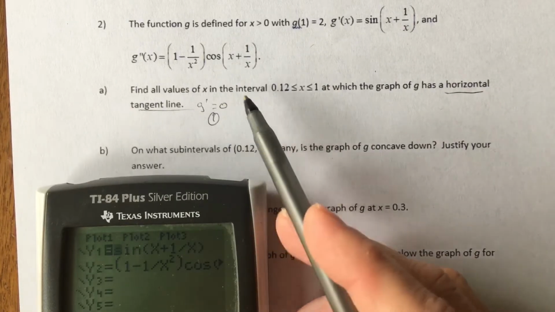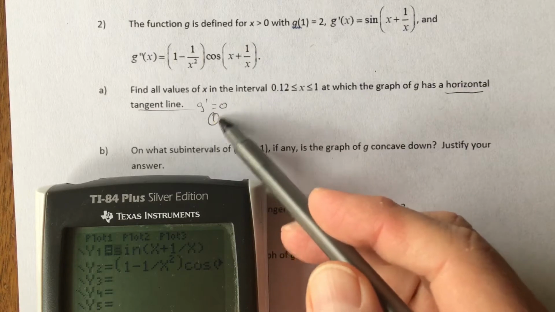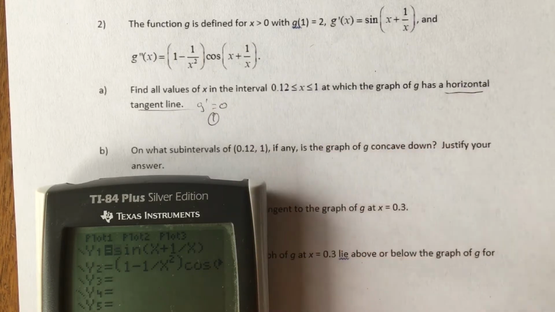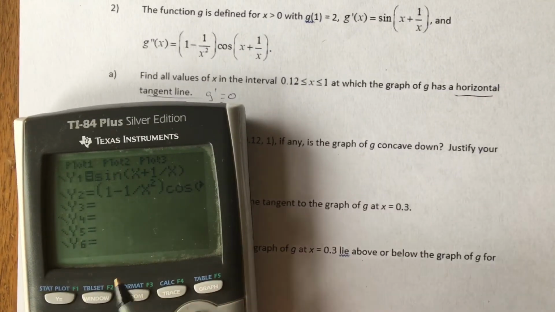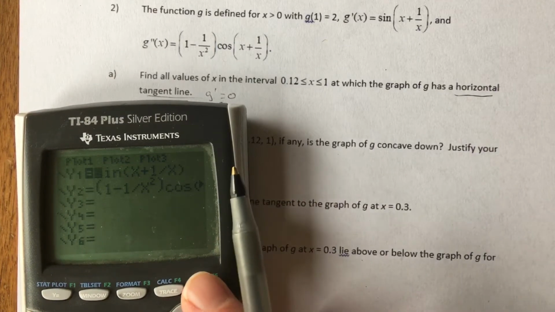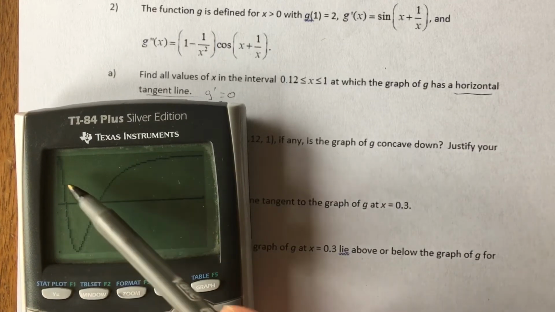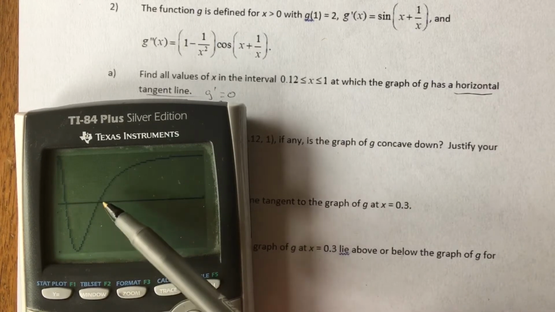So on your paper you want to write derivative g equals 0, and if you wrote that you'd get 1 point, just for telling the grader that you understand that's kind of what you have to do first. Then on your calculator we'd put in the first derivative, and then what we want to do is go ahead and hit graph, and we have the graph looking like this. And we can see that it equals 0 at here and here.